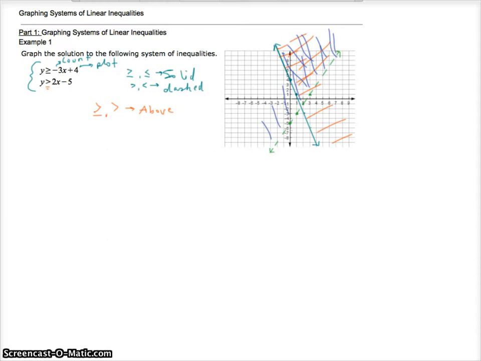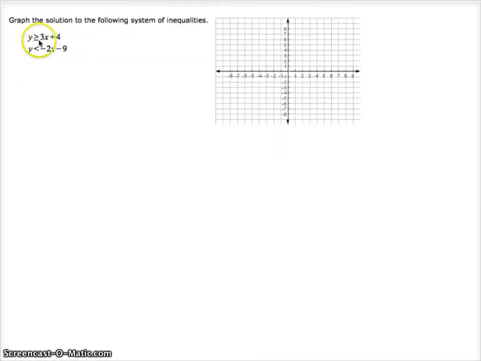Let's look at one more example. It says graph the solution to the following systems, and the solution is where my lines overlap. So it's the shading overlap.